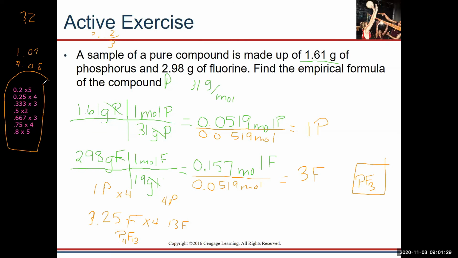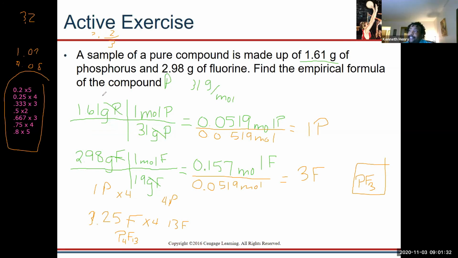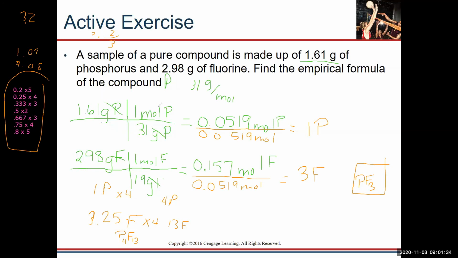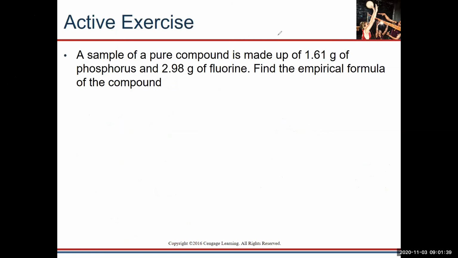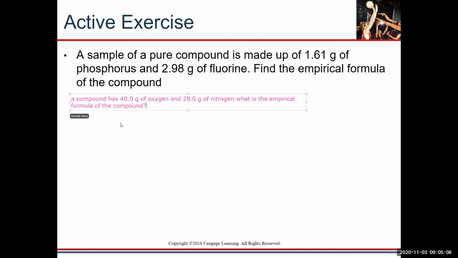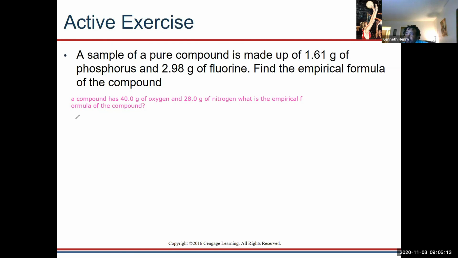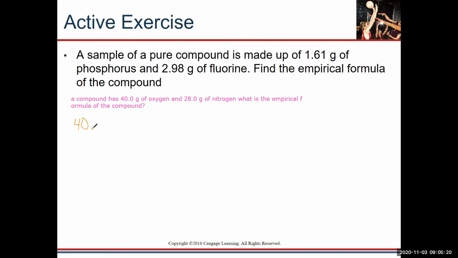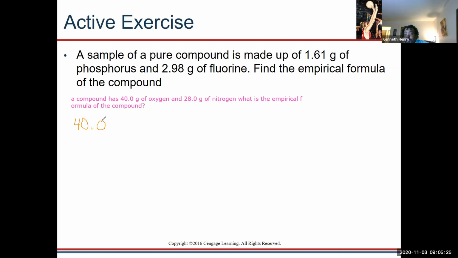Can we do another one like this? Yes, we can. So I'm going to give you a simple one. First, you find the molar mass of oxygen and nitrogen. Always start off with what's given, and it makes sense to find the molar mass independently of each one.